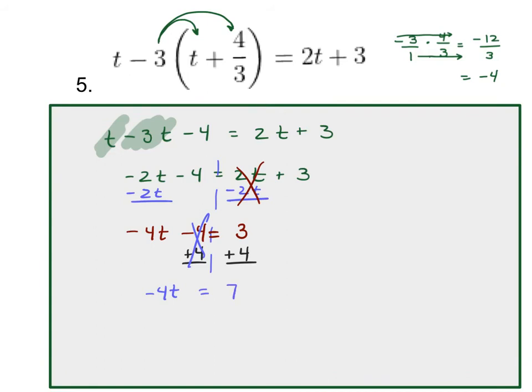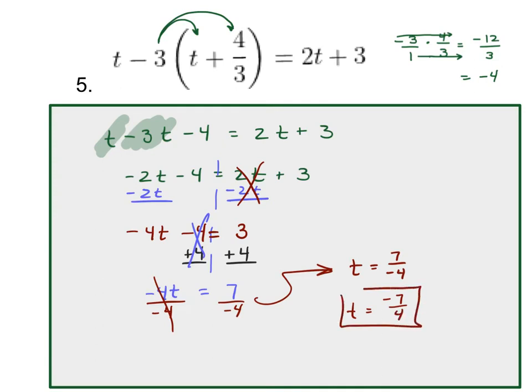And finally, I undo that multiplication with division. So I'm going to end up with negative 4 over negative 4 is 1t, which is just t, we write, equals 7 over negative 4. Now in general, we don't put that negative in the denominator. Usually we're going to put that up in the numerator. It's just easier to see when we put it on top like that. And that is it for problem number 5.